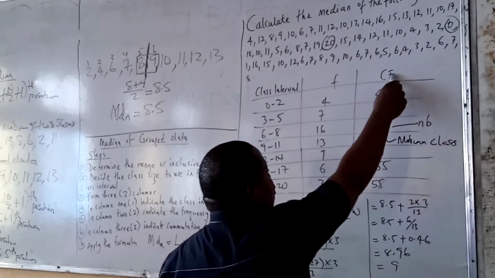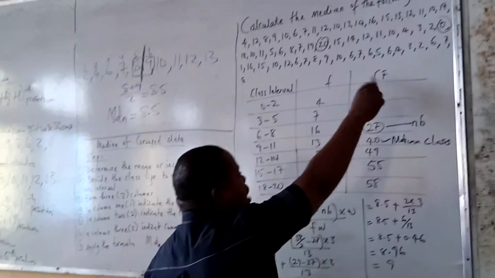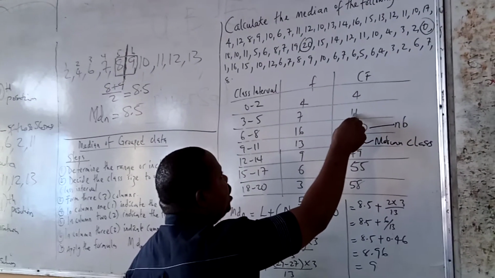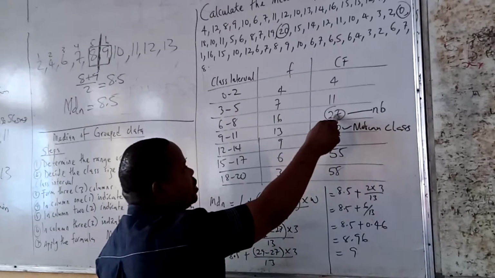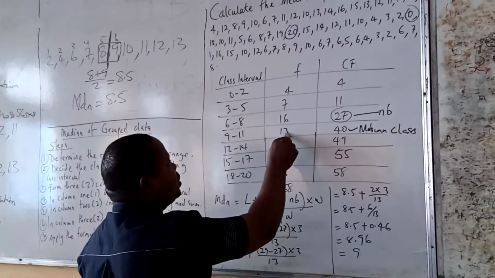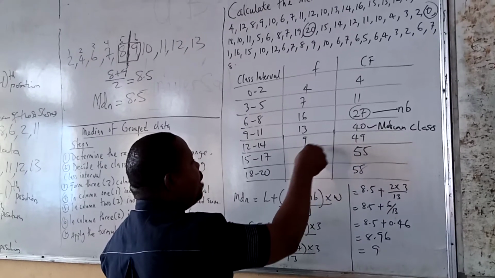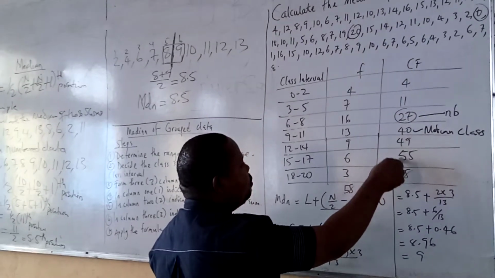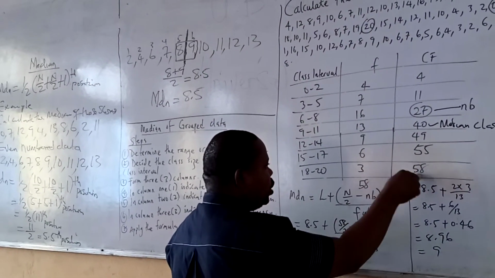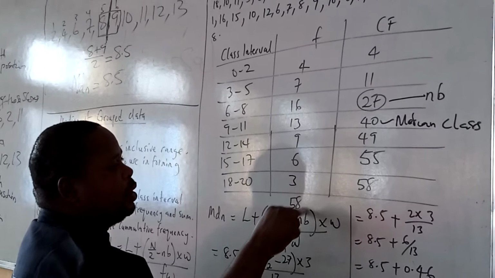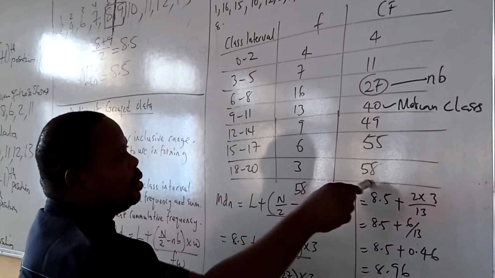Now, the next column is the cumulative frequency column. How is it done? You bring this 4 here. 4 plus 7 will give you 11. 11 plus 16 will give 27. 27 plus 13 will give 40. 40 plus 9 gives 49. 49 plus 6 will give 55. And 55 plus 3 will give 58. The highest score in the cumulative frequency column must equal the total frequency. Otherwise, you know that something is wrong.